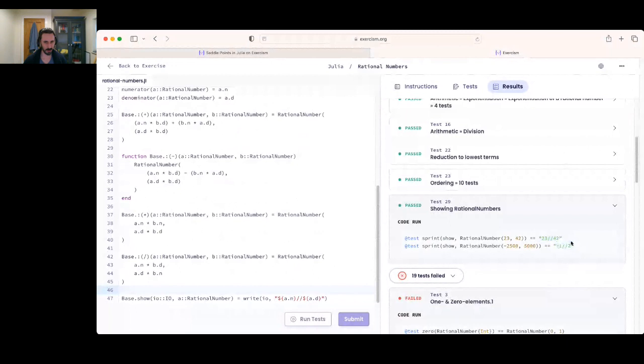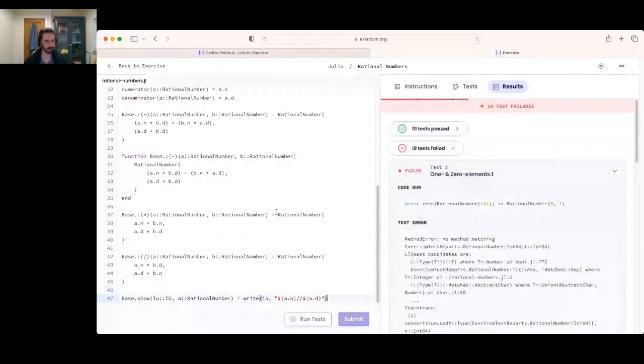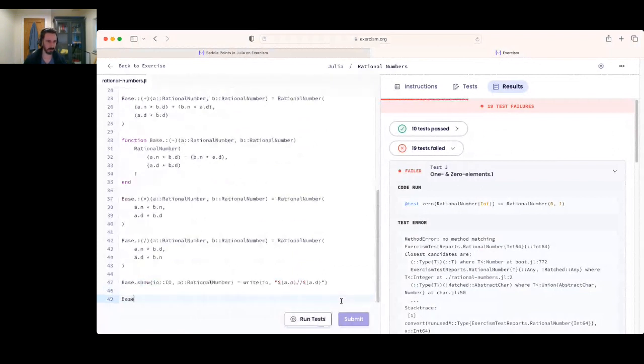Okay, fine, I've put it off. Let's do these 1, 0 element things. Let's figure out what it is I need to do for these. What do we need? We need to override base.0, don't we? We need to do base.0, and we need to do base.1.